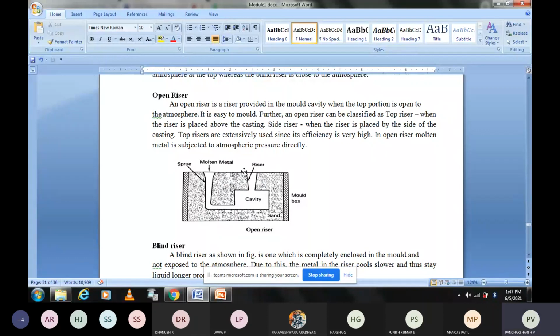But what happens? If it is open to atmosphere, this portion of the liquid metal solidifies because it is transferring the heat to atmosphere at a faster rate, and the lower portion of this will be in the solid-liquid condition. Okay, so this is the open riser.